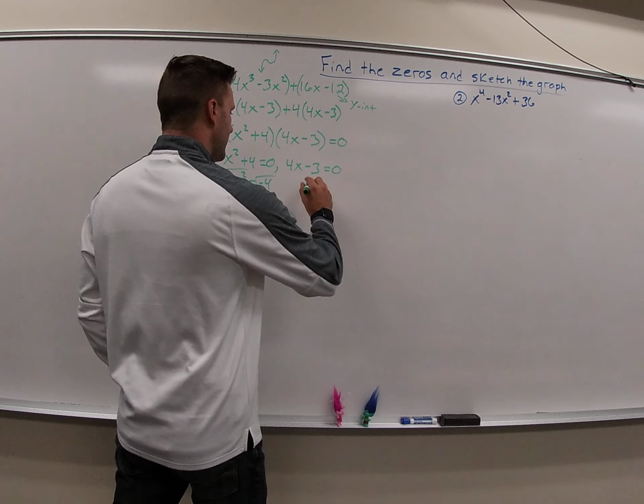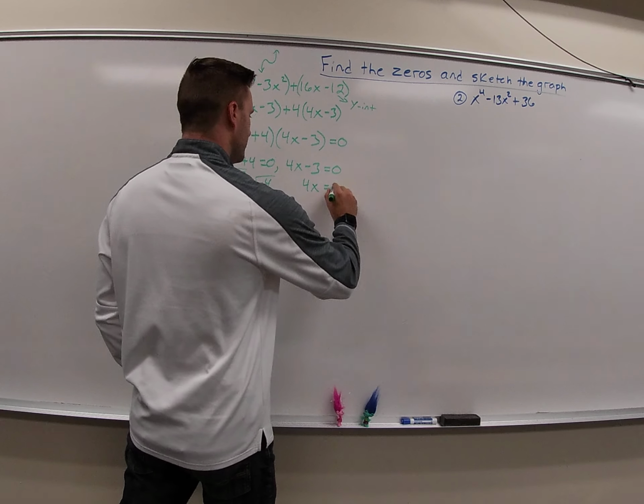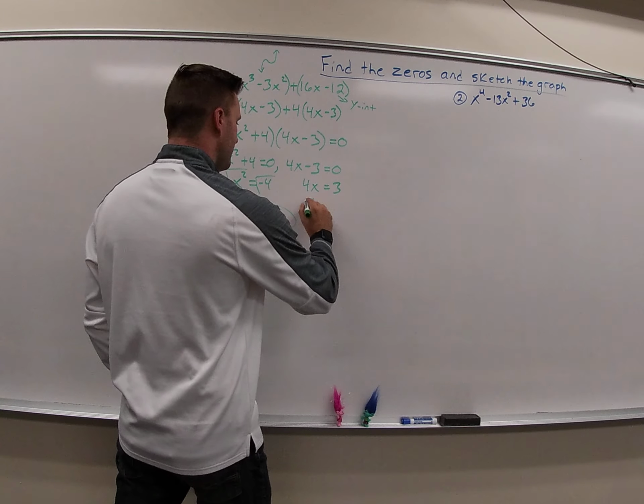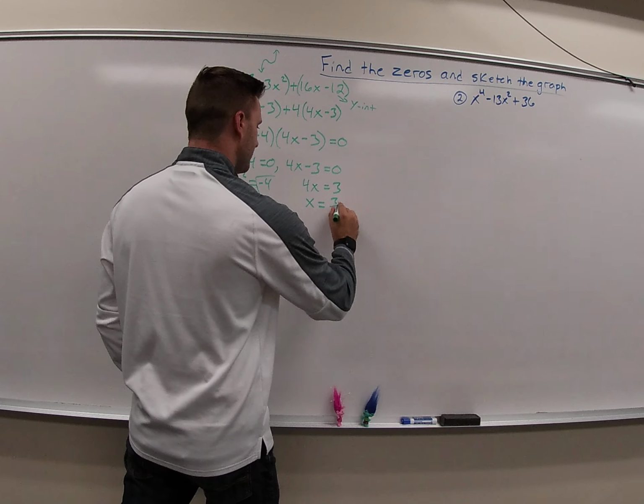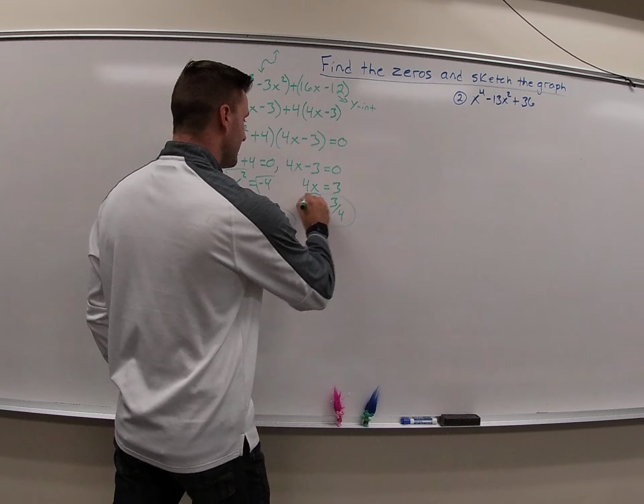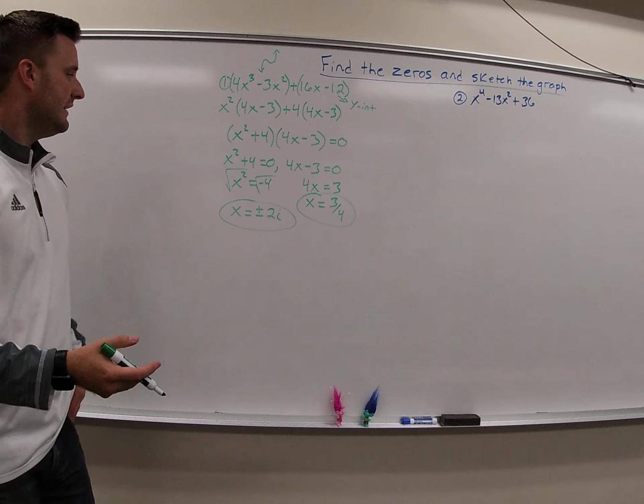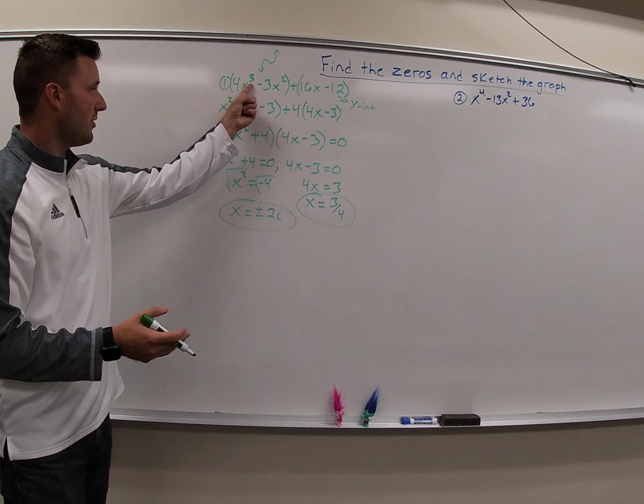Now, when we solve for this one, after I add 3, I get 4x equals 3. And then when I divide by 4, I get that x equals 3 over 4, or 0.75, 3/4, however you want to write that. So we have 3 answers, which we knew from our highest exponent.